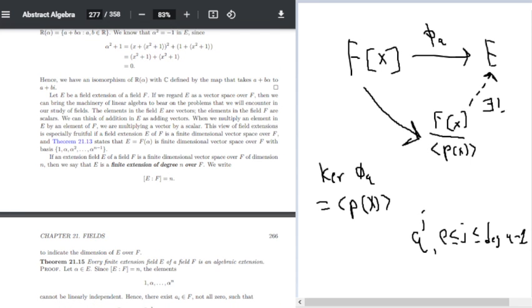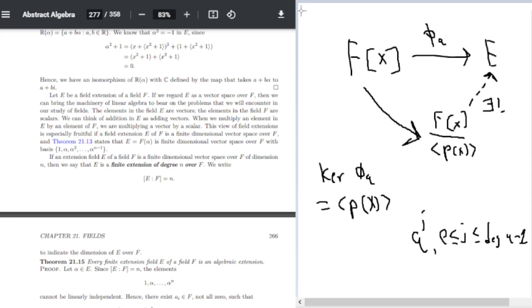Let E be a field extension of a field F. If we regard E as a vector space over F, then we can bring the machinery of linear algebra to bear on the problems that we will encounter in our study of fields. The elements in the field E are vectors. The elements in the field F are scalars. We can think of addition in E as vector addition. When we multiply an element in E by an element in F, we are multiplying a vector by a scalar. This view of field extensions is especially fruitful if the field extension E of F is a finite dimensional vector space over F. And Theorem 21.13 states that E equals F(alpha) is a finite dimensional vector space over F with basis 1, alpha, alpha squared, all the way to alpha to the n minus 1.